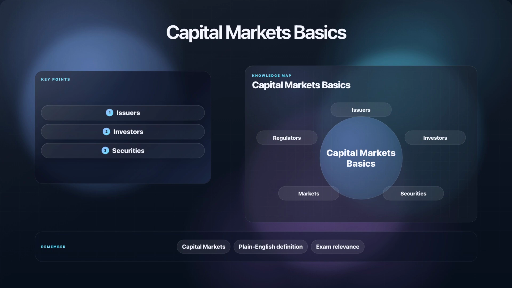The main idea is simple. Capital markets connect investors who supply capital with issuers that need capital. Your goal is not to memorize isolated words. Your goal is to understand how the concept works inside the securities industry.